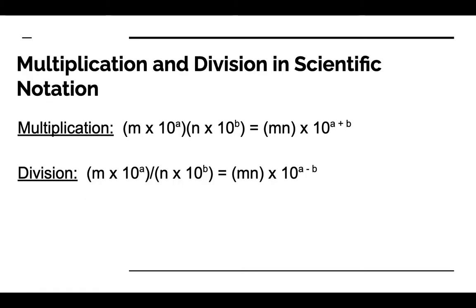Multiplication and division in scientific notation. If I want to multiply m times 10 to the a times n times 10 to the b, a and b, that actually sounds kind of funny. You take the mantissas and you multiply them together, so m times n, and then you add the exponents, or you add the order of magnitudes together. So you're going to get 10 to the a plus b.